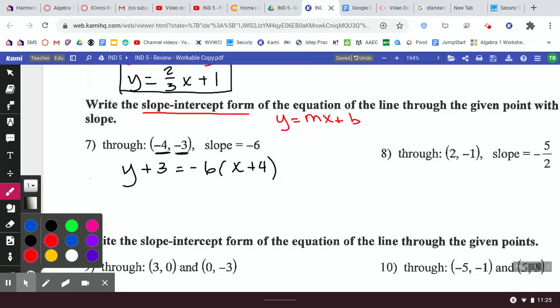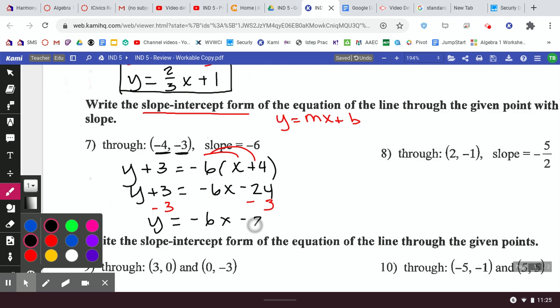Michaela, what's going to be my next step? Okay, I'm distributing. So I get y plus 3 equals negative 6x. And remember, you're distributing that negative 6 to both, so that's negative 24. And Jake, what's my next step if I'm trying to get y by itself? Yep, subtract 3 and subtract 3. And I get y equals negative 6x, negative 24, and more negative 3. 2 negatives go deeper negative. So I get negative 27.